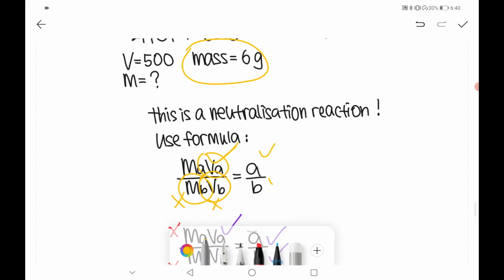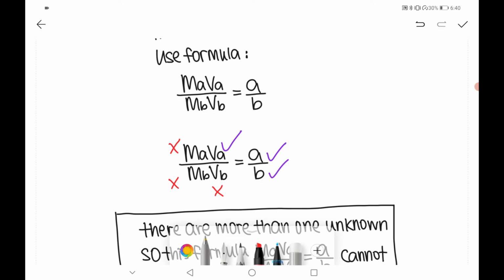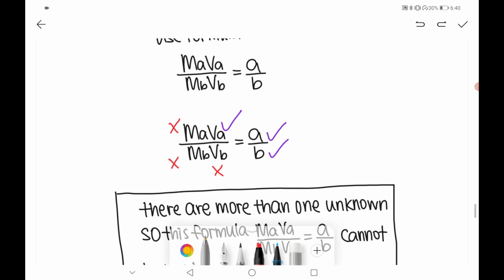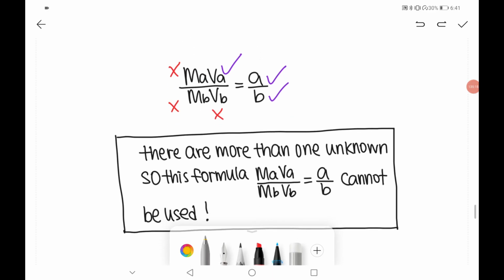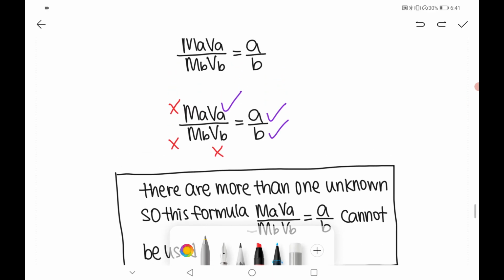Okay, so now what is the problem? If you look at this, we don't know MA, we don't know MB, we don't know VB. There are too many unknowns already. We have more than one unknown, three things that we don't know. So when we have three unknowns, there is no way you can use this formula.